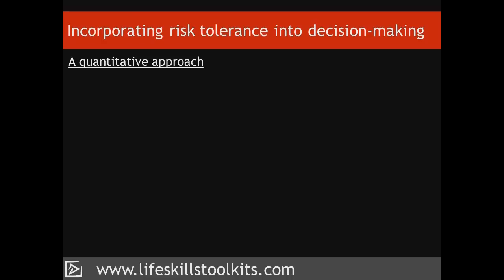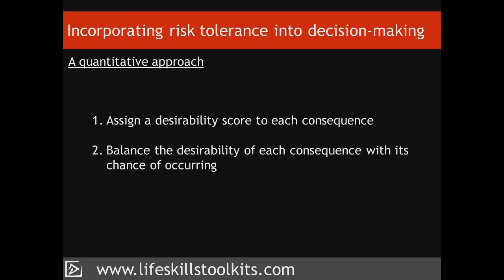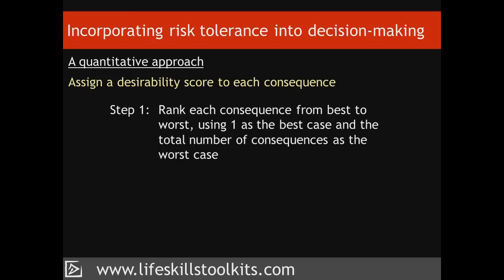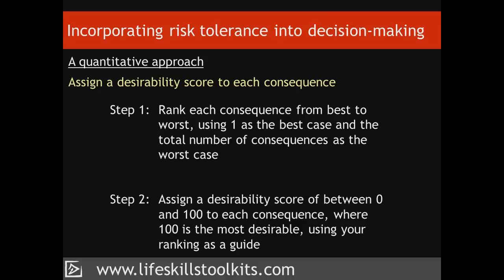This approach involves doing three things. 1. Assign a desirability score to each consequence. 2. Balance the desirability of each consequence with its chance of occurring. And 3. Select the most attractive alternative. Assigning a desirability score to each consequence is a two-step process. Step 1. Rank each consequence from best to worst, using 1 as the best case and the total number of consequences as the worst case. Step 2. Assign a desirability score of between 0 and 100 to each consequence, where 100 is the most desirable. Use the ranking from step 1 to help guide you.